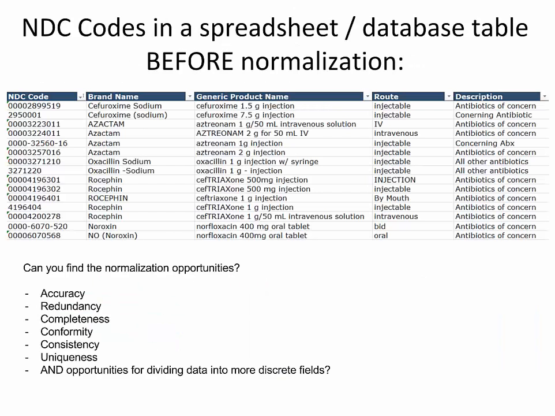This slide presents a data set of NDC codes before normalization. Can you find the normalization opportunities related to the areas of accuracy, redundancy, completeness, conformity, consistency, uniqueness? Where are there opportunities for dividing data into more discrete fields?